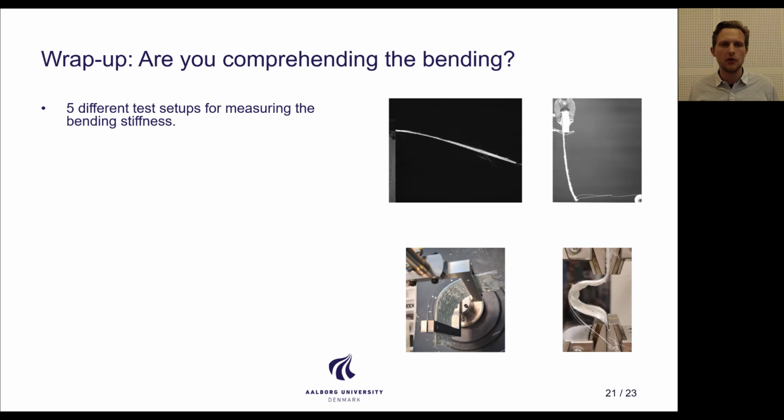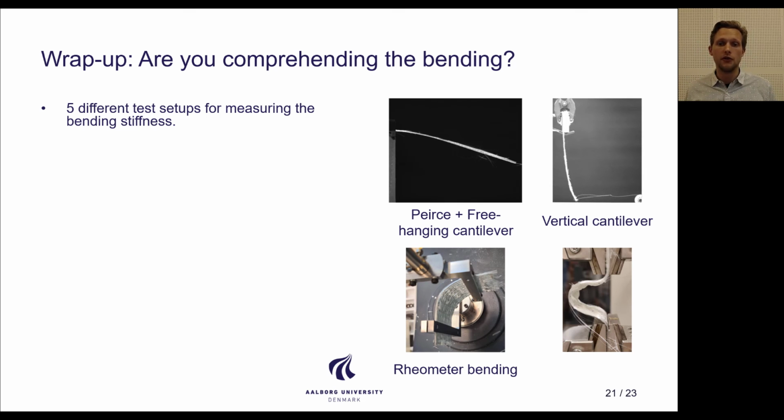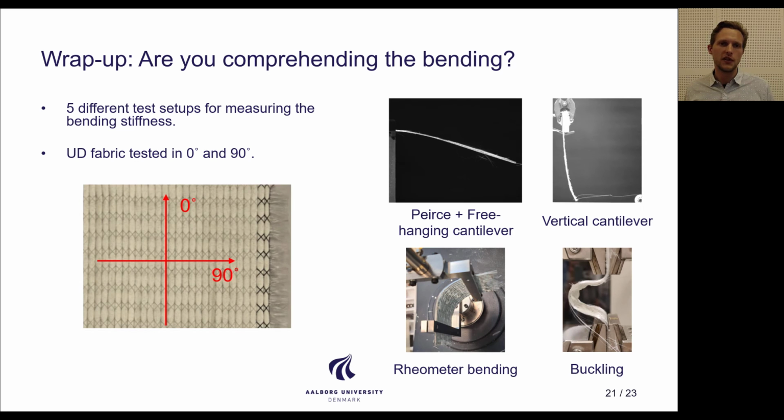Alright, so let's wrap up. In this presentation I have presented 5 different test setups for measuring the bending stiffness. There is the Pierce and free-hanging cantilever test, there is the vertical cantilever test, the rheometer bending test, and the buckling test. And I've tested this material in the 0 and 90-degree direction, and the response is quite different, as well as how easy it is to test at all.